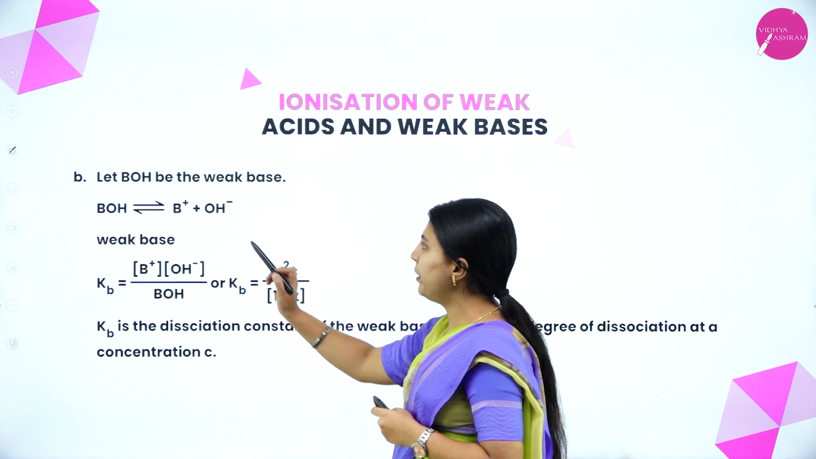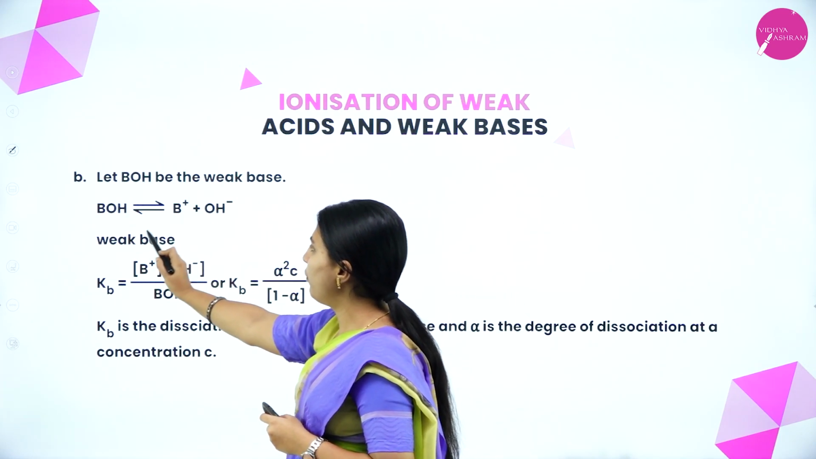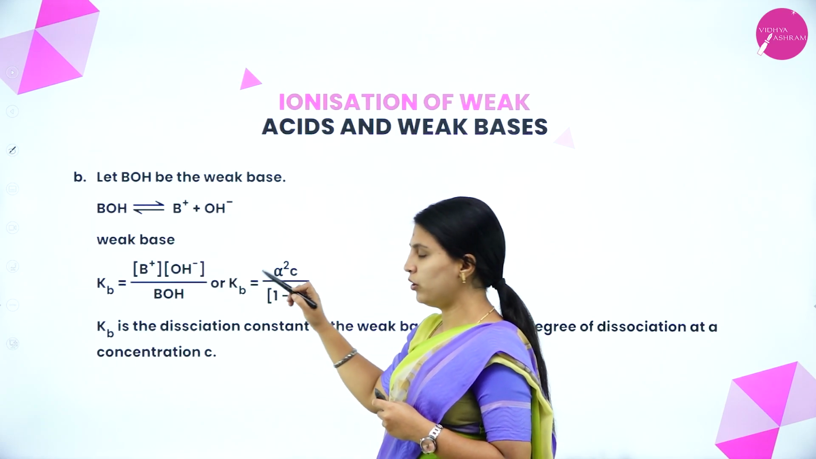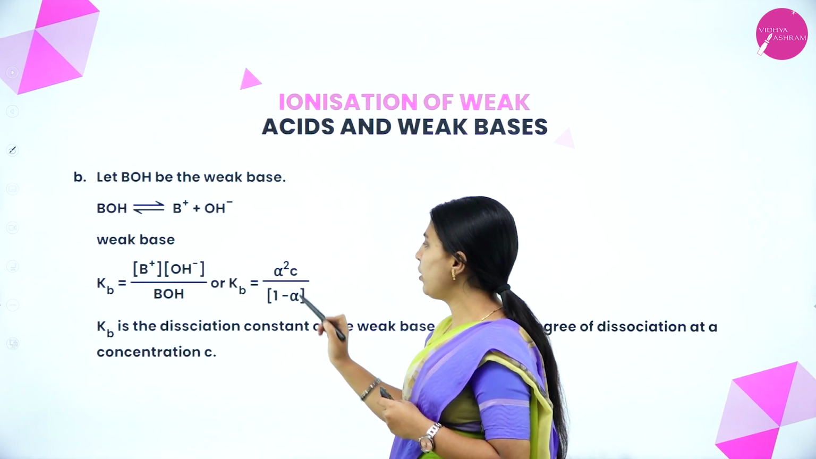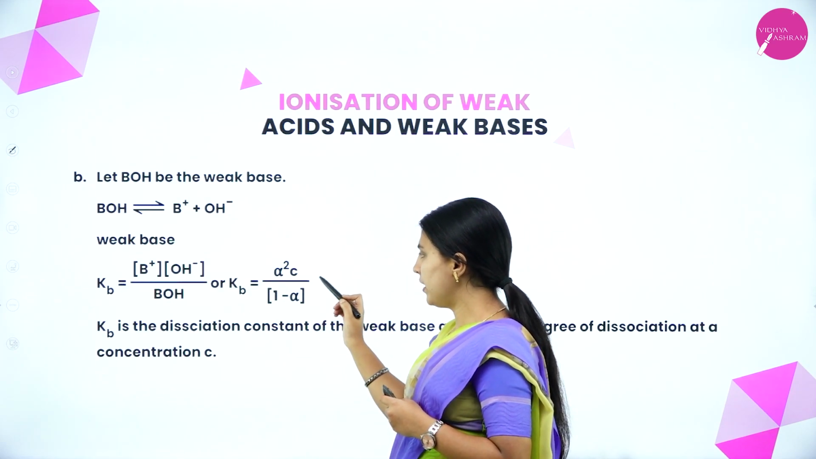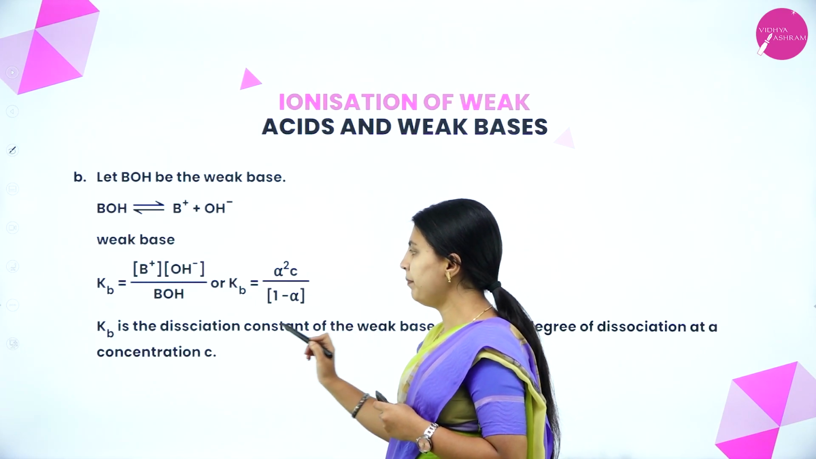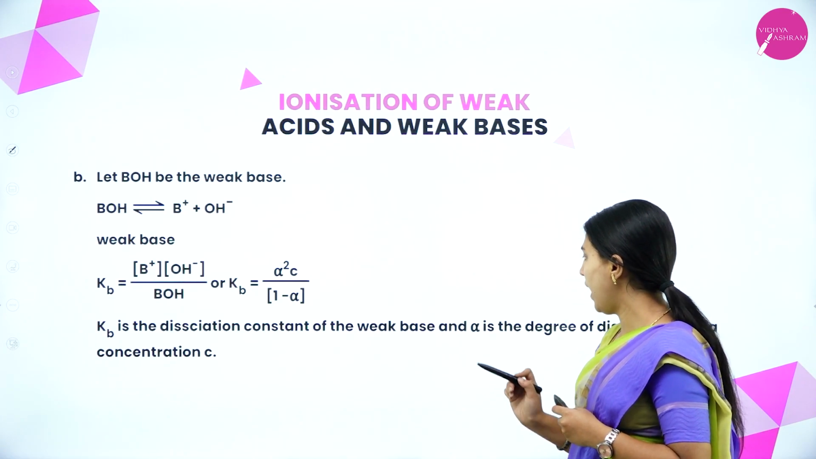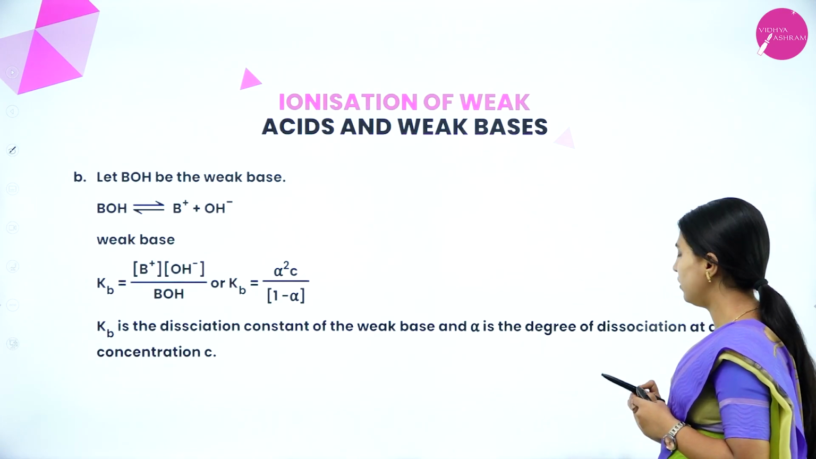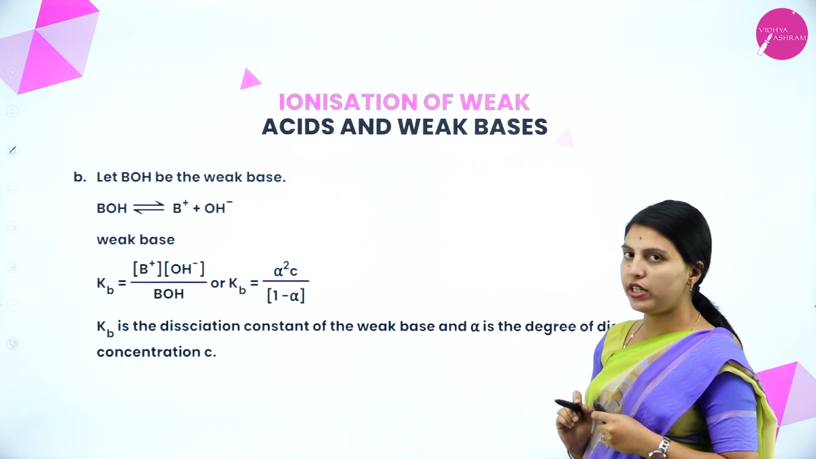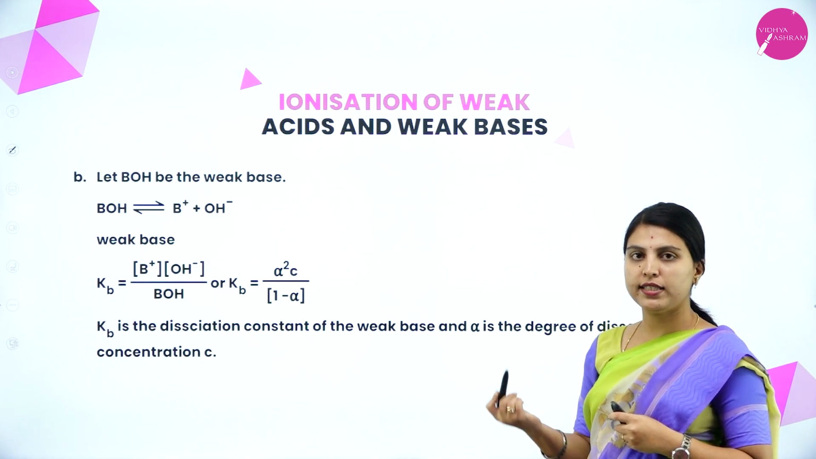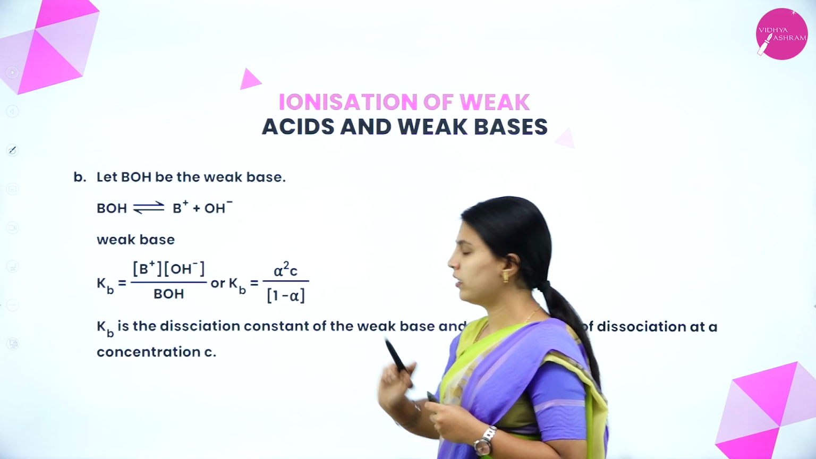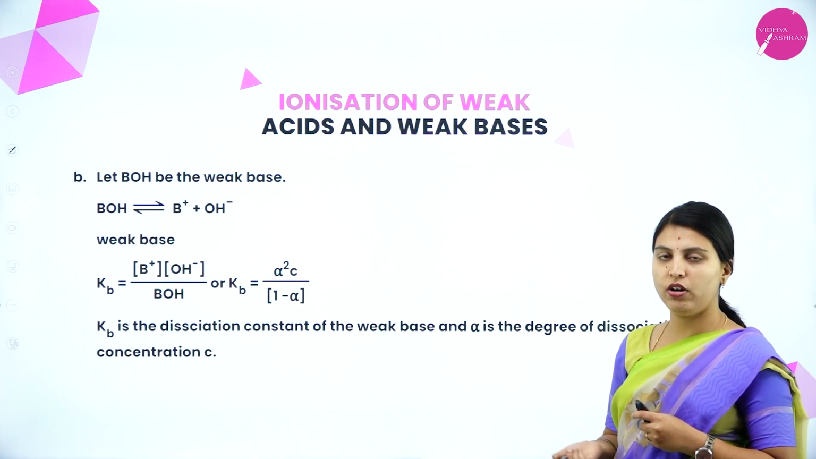For base, let BOH be the weak base. BOH equilibrium B plus OH minus. You know how to write the equilibrium constant. Kb equals alpha square C by 1 minus alpha. Kb is the dissociation constant of the weak base and alpha is the degree of dissociation at a concentration C. For acids and bases, the same formula, you just have to change acid or base as A or B respectively.